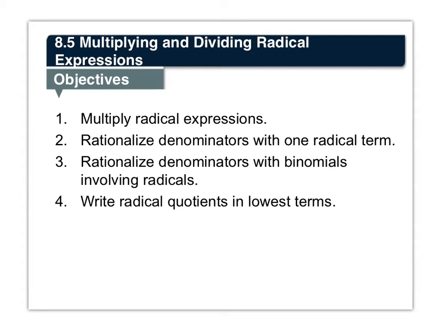In section 8.5, we're multiplying and dividing radical expressions. Our objectives are to multiply radical expressions, rationalize denominators with one radical term, rationalize denominators with binomials involving radicals, and write radical quotients in lowest terms.